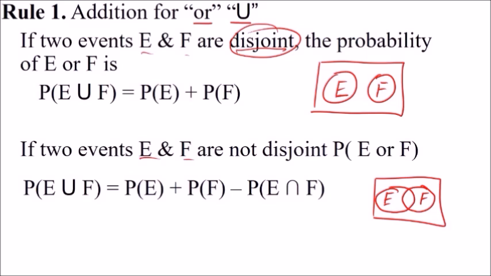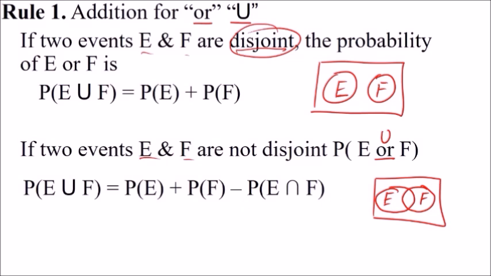So if two events E and F are not disjoint, the probability of E or F, and again we can write it or we can write the union symbol, is equal to the probability of E plus the probability of F, which you'll notice is the same from above. However, because they have that part in common, we have to subtract off the part that they have in common.